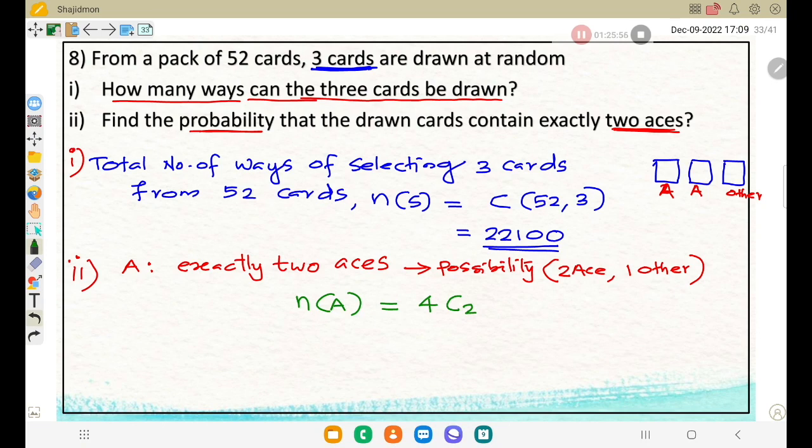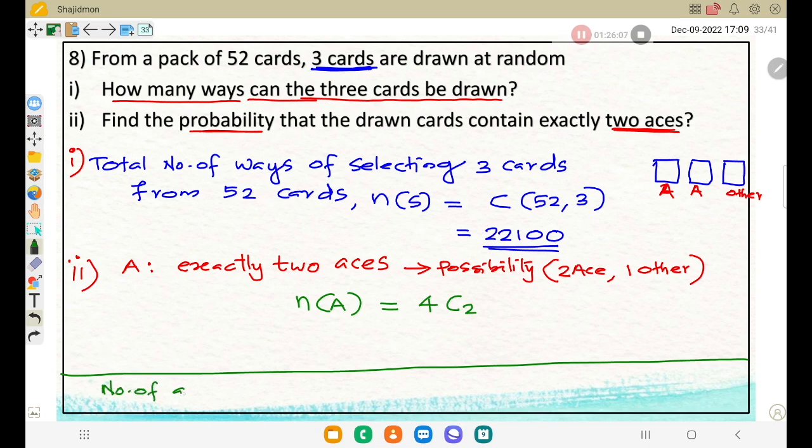You can just note here: we have 4 ace cards in total. The number of ace cards is 4. So out of that, selecting 2, it is 4C2. Now one card from the other cards, other than ace, we need to select. An ace should not be chosen, because exactly 2 aces only are needed. So from the other cards we need to select one card.